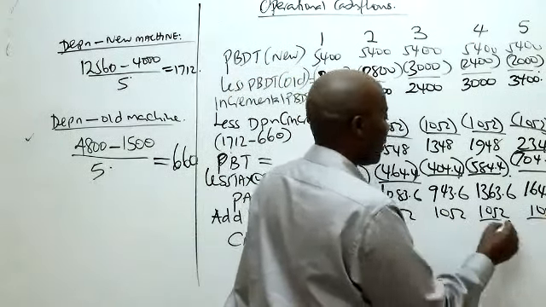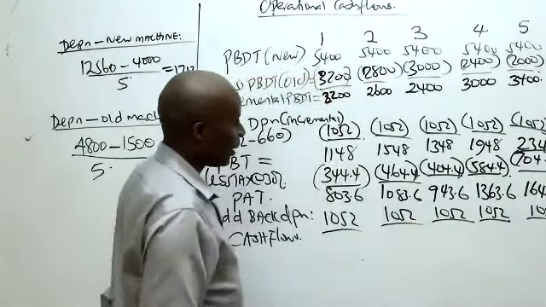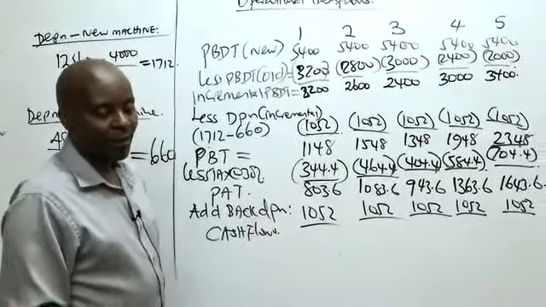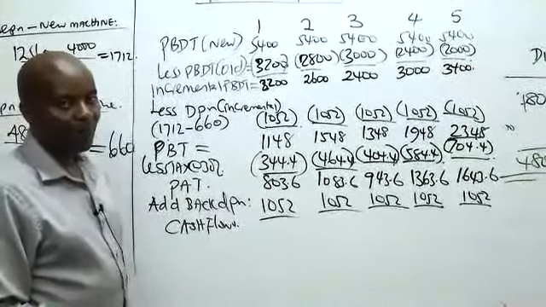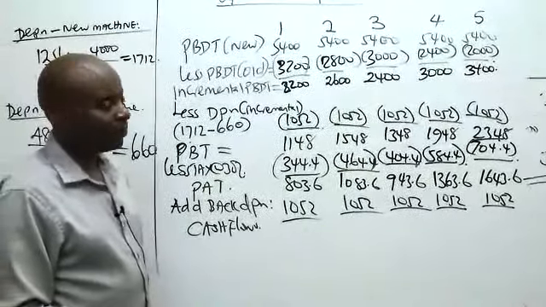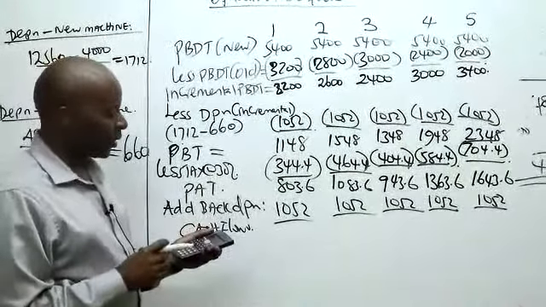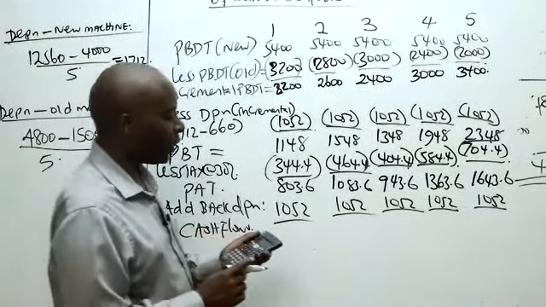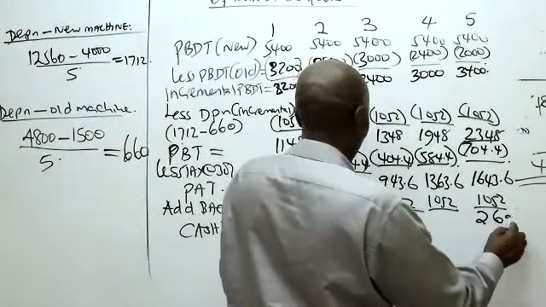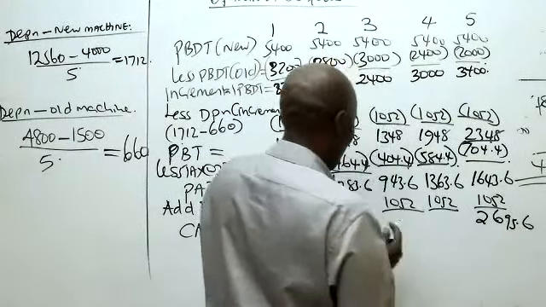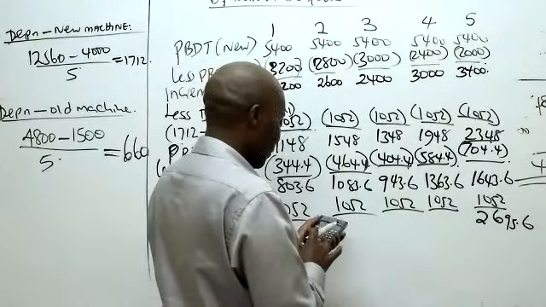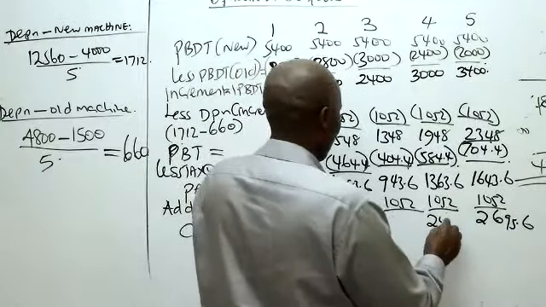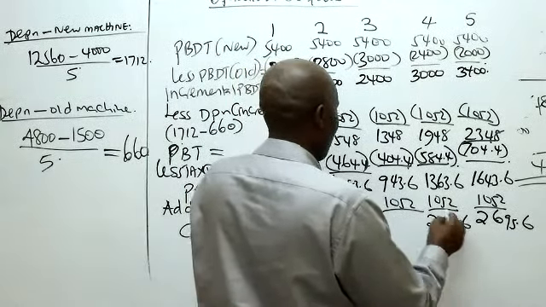I'm moving a little bit slow today because I know the sensitivity of this matter, right? So we have there plus 1052. What figure am I able to get here? 1643.6 plus 1052 gives 2695.6. 1363.6 plus 1052. That gives me 2415.6.